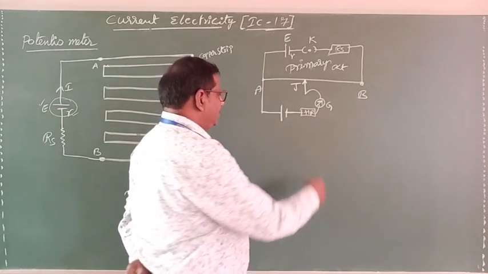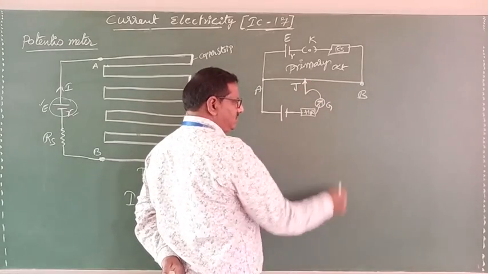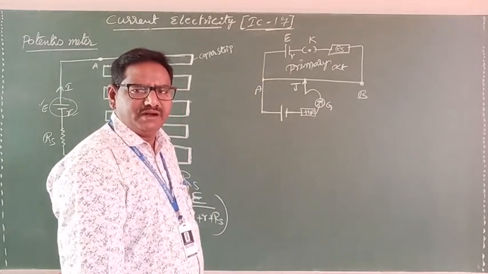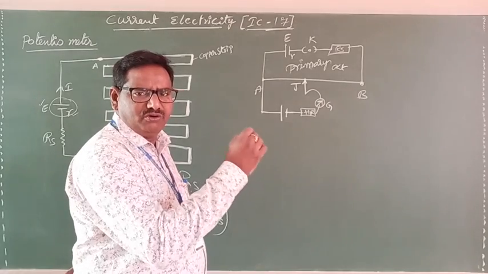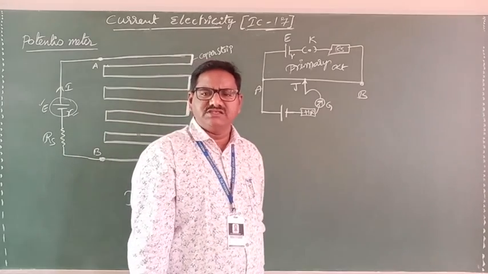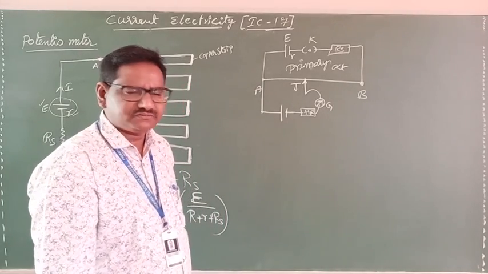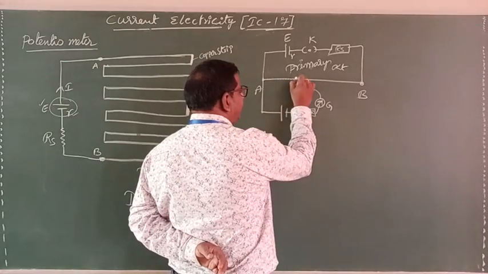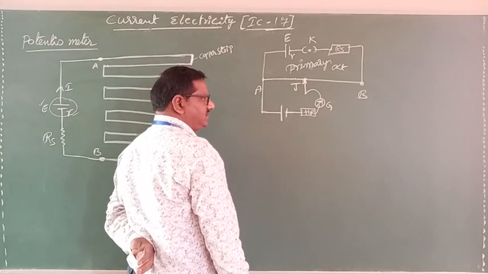After that, at a particular length, when the jockey touches, the galvanometer shows zero deflection, just like in the meter bridge. In the meter bridge also, from the unknown side, the jockey is moved to a particular point and the galvanometer shows zero deflection. Then the bridge is said to be balanced. We discussed it like that. Similarly, here if we touch the jockey point-wise at a particular length, the galvanometer must show zero deflection.